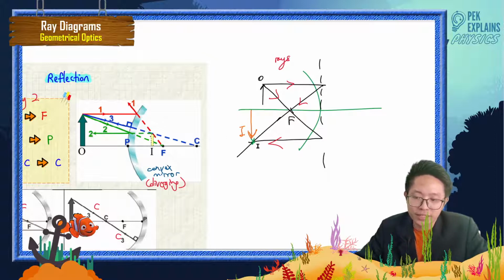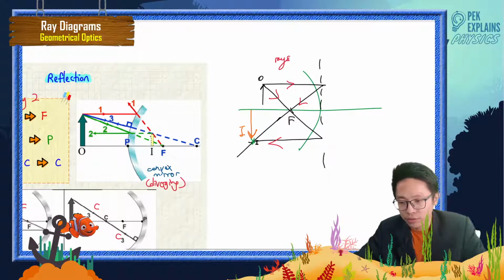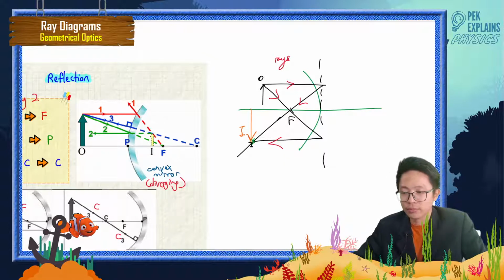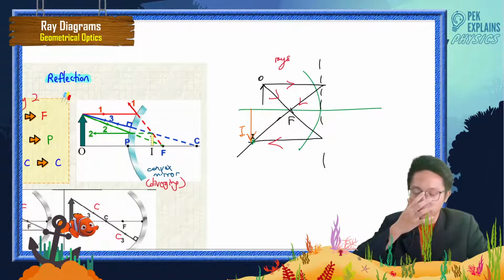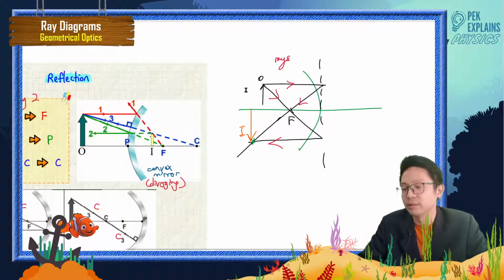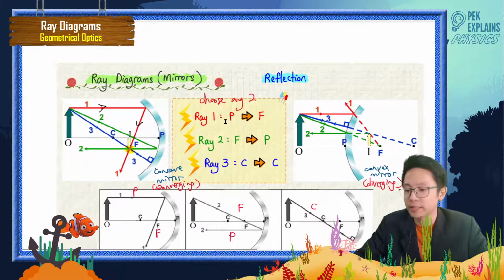If the intersection point is below the axis, then it is an inverted image. Don't draw like that. Don't draw it below the axis and still upright, which is wrong. If the point is below, it is an inverted image. Understand? And then the image you must also label I, and the object you must label O. Must have the arrowhead, so it is inverted or upright. Okay, so these are the things.